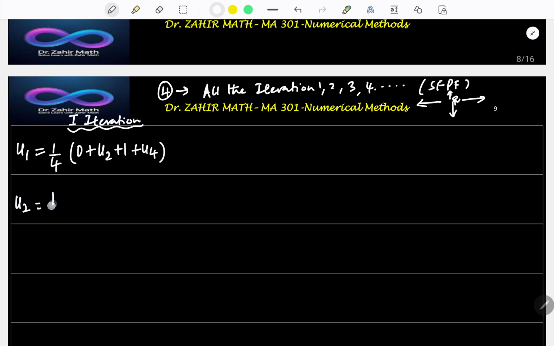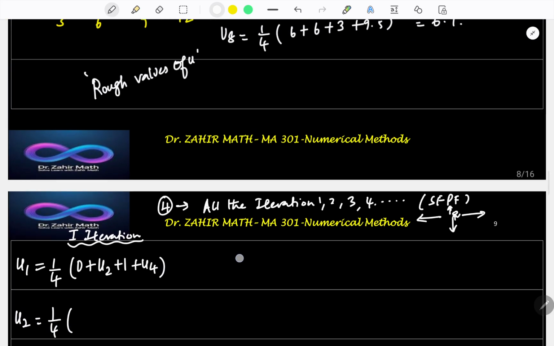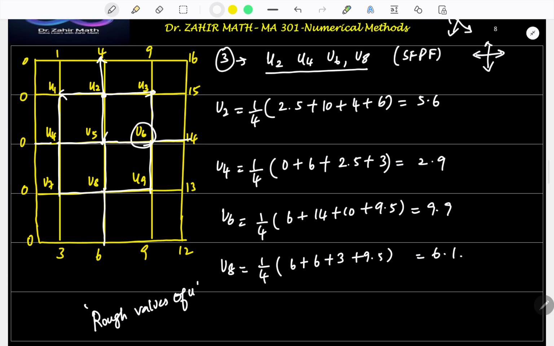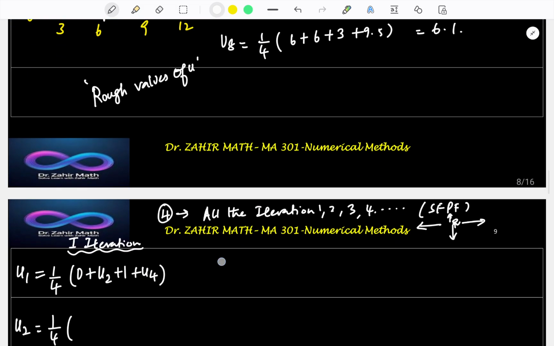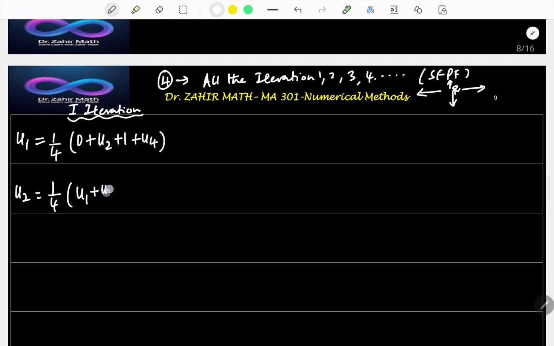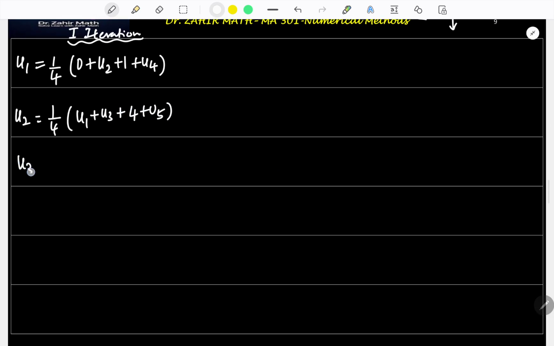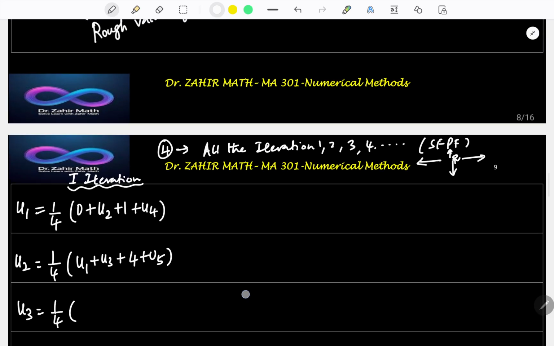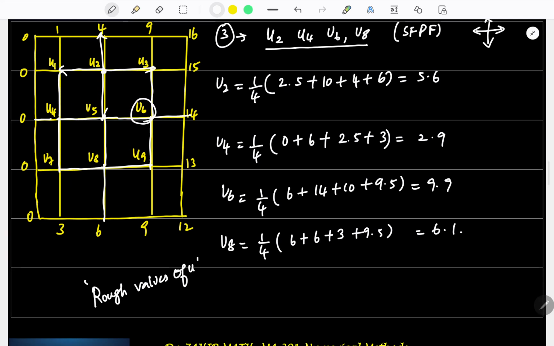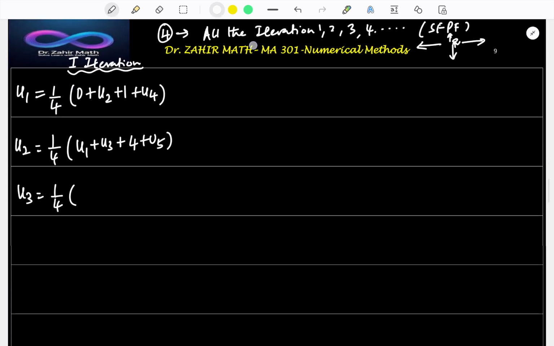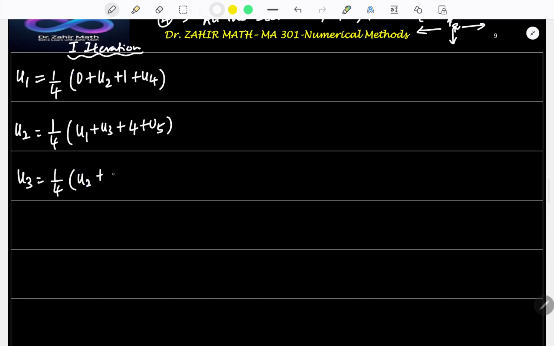So u2 equals 1 by 4 bracket open, in the same manner, u1 plus u3 plus 4 plus u5. Now u3 equals 1 by 4 bracket open, u2 plus 15 plus 9 plus u6.